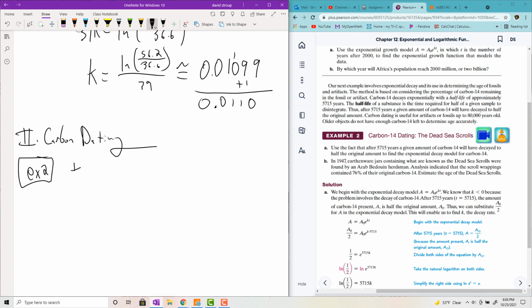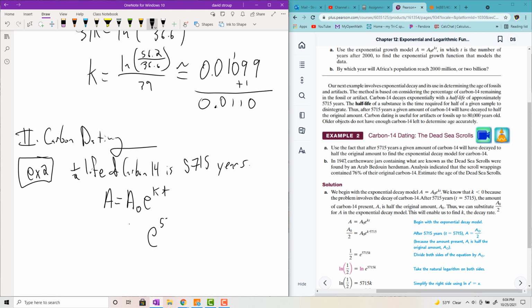It says the half-life of carbon-14 is 5,715 years. So what does that mean? Well, if you go to your model for exponential decay, which is the same as the exponential growth model, the half-life means that in this time period, so you plug in 5,715 for t, and you have 5,715k, you're only going to have half the original amount left.